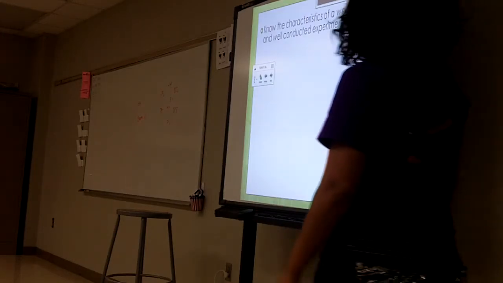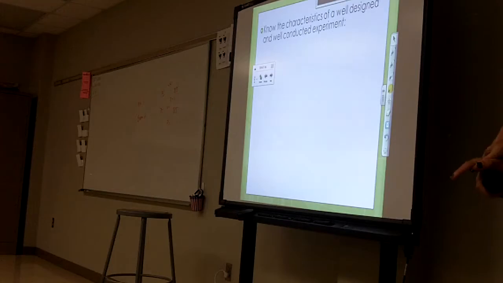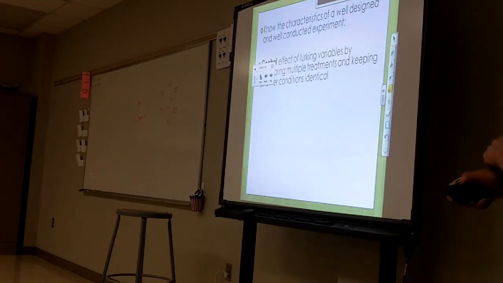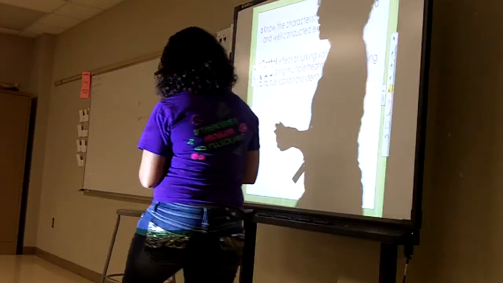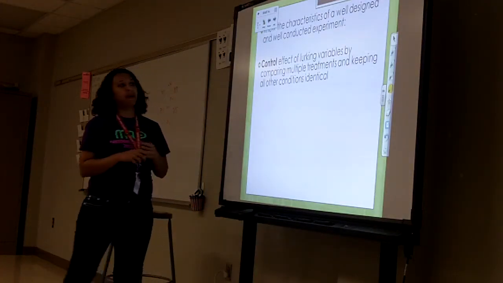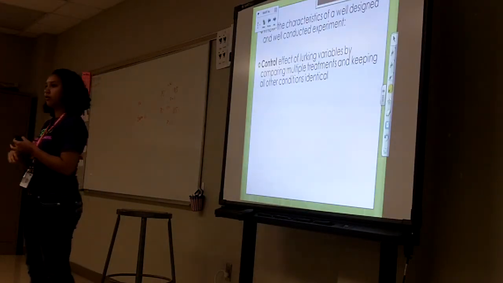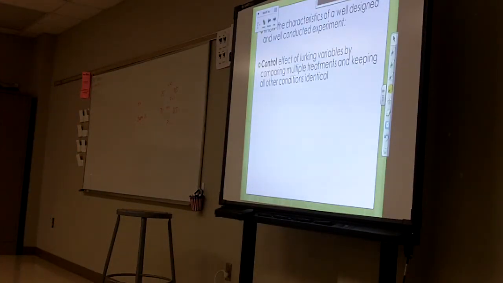Know the characteristics of a well-designed experiment and a well-conducted experiment. Control the effect of lurking variables by comparing multiple treatments and keeping all other conditions identical. So we don't have lurking variables.